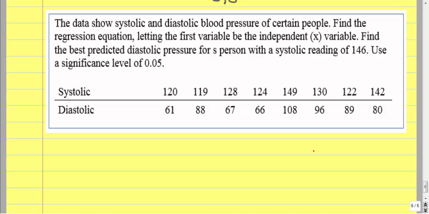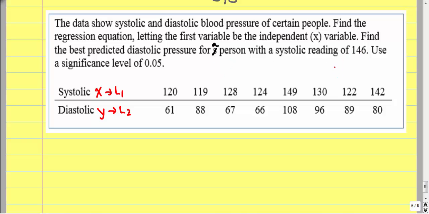It says find the regression equation, letting the first variable be the independent variable. So we're going to use this first variable as my independent variable x and put this in L1. And we're going to try to predict diastolic, which will be my y value in L2. Now, this should not say for S person, it should say for A person, with a systolic reading of 146. Well, we won't worry about this quite yet.